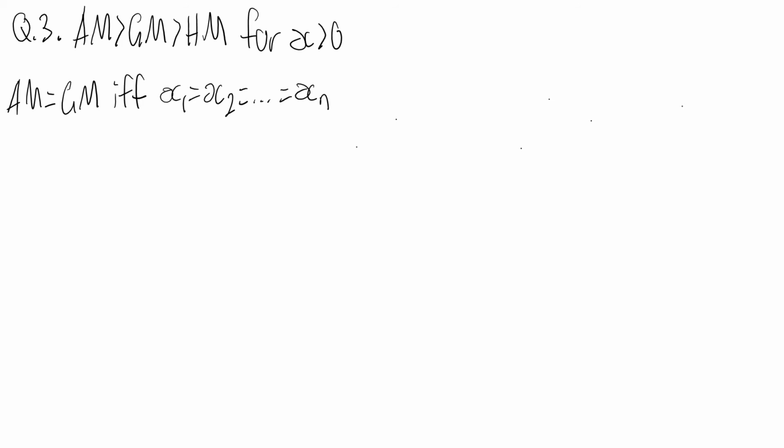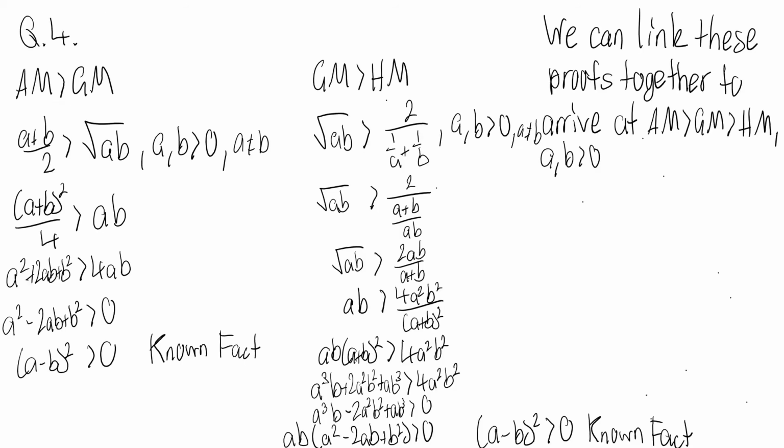And another relationship of the sizes is that the arithmetic mean equals the geometric mean if and only if x1 equals x2 equals so on and so forth equals xn. So here we're trying to prove that what we stated in question 3 is true, that the arithmetic mean is greater than the geometric mean is greater than the harmonic mean.